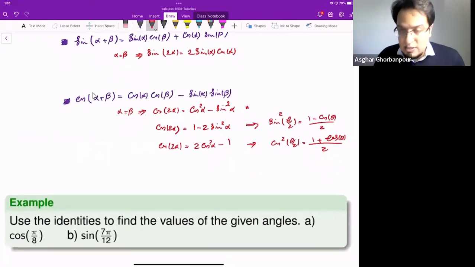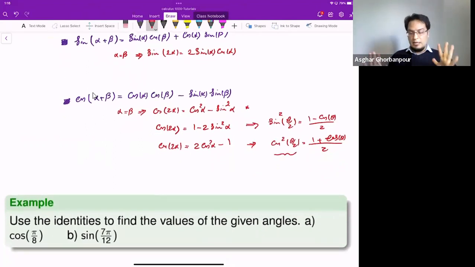And these are some other tricks that you can use to find the ratio or trig values of some angles.